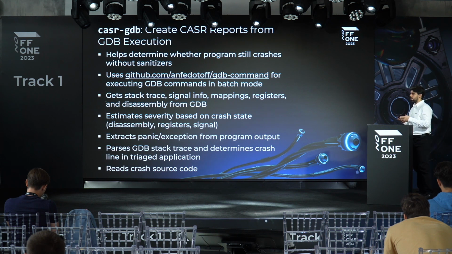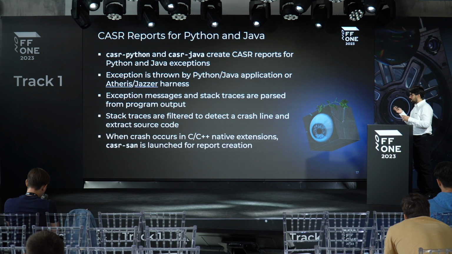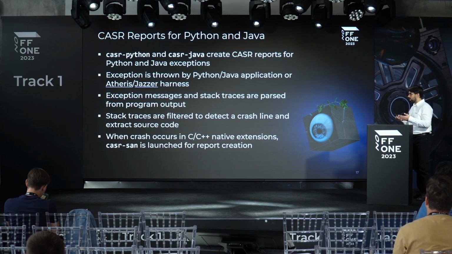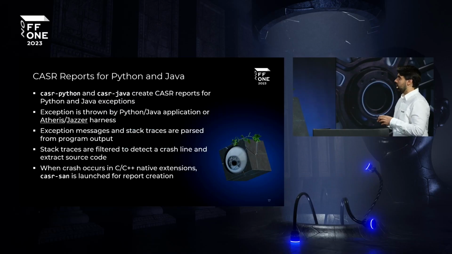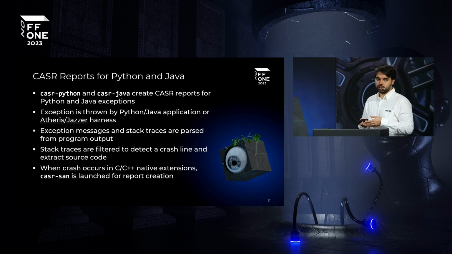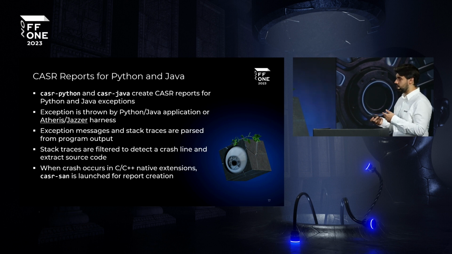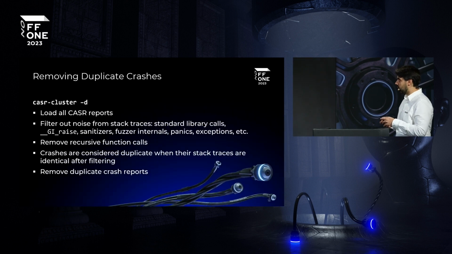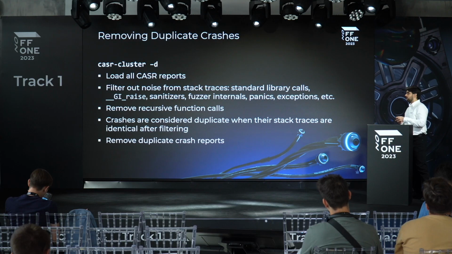Which means that we might want to create a library. This is something that we noticed, and we started using it in the API. CASR Python and CASR Java tools operate in a very similar way. They extract exception messages either natively or from the runtime, and they also extract crash lines and source code lines. If the crash is on the native side, then you launch CASR SAN, which works with sanitizers and gets reports for the native parts. Let's move on to dedupe.